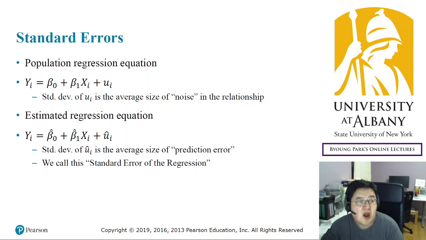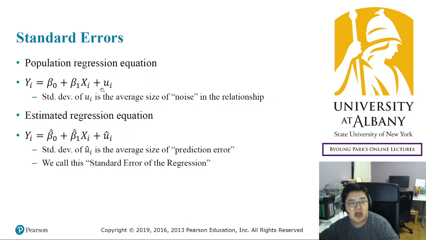Hello. Now we are going to think about another measure, the standard error of the regression, as an alternative measure to the goodness of fit. And let's go back to the population regression equation. We wrote the relationship between x and y in this way, and u is the error term, and it is purely noise or an error. So it is random, and you can think about its standard deviation.